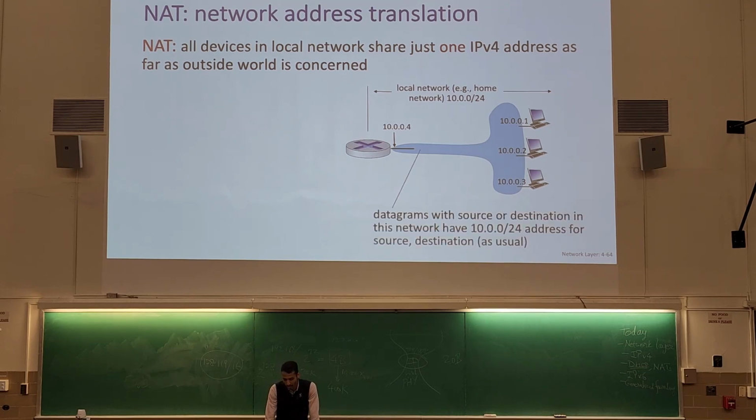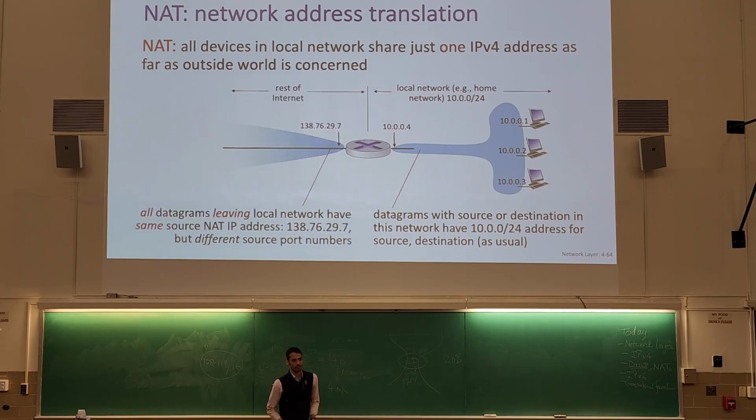And so in this example, datagrams with the source or destination address in this private block, 10.0.0/24, are all part of this NAT group. This could be a home, a residential, or even a small enterprise network. If you have a cable modem network, this could be a household network of a few machines. You get one IP address from your provider, that's the publicly visible IP address. In this example, that's 138.76.29.7.